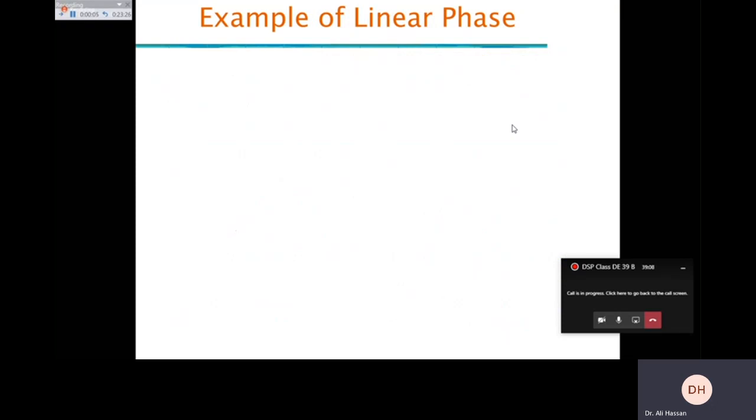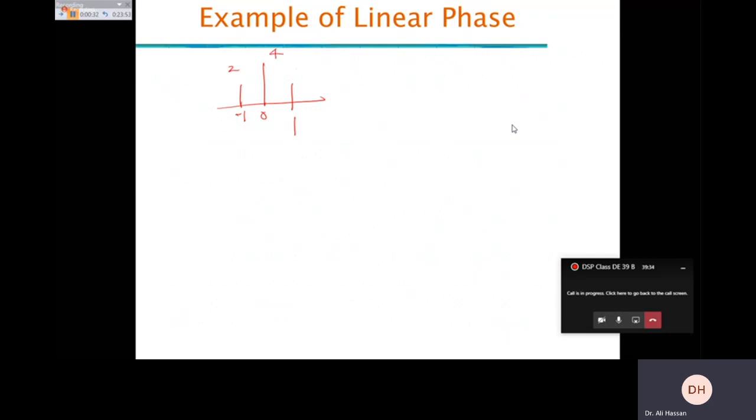If you remember, we discussed once, when we were discussing the Fourier transform, that the Fourier transform of a real and even function is real and even. So if you have a signal like this, at -1, 0, and 1.